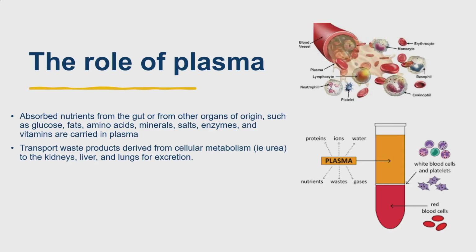So plasma, why plasma? Plasma is the transport river of our bodies, right? It includes absorbed nutrients from the gut that it takes to tissues that need it, such as glucose, fats, amino acids, minerals, salts, enzymes, vitamins. But it also transports waste away once cellular metabolism has occurred, mostly to the kidneys and the liver. And so it's this rich substrate for trying to ask some of these questions.